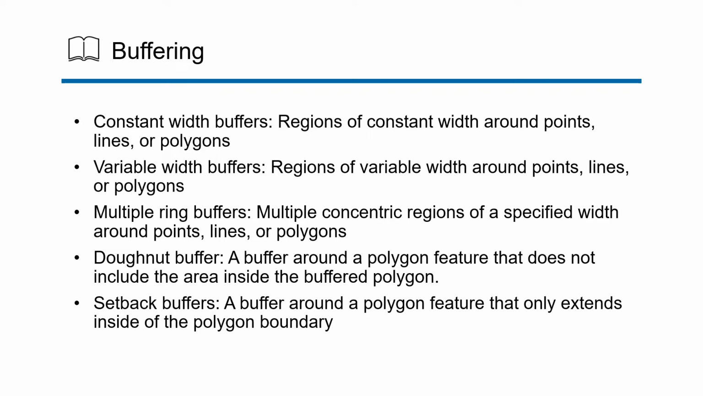You can also have multiple ring buffers. Think of a bullseye target, multiple concentric regions with a specified width around points, lines, or polygons. You have a donut buffer, which is a buffer around a polygon feature that does not include the area inside the buffered polygon. And then you can have setback buffers, which is a buffer around a polygon feature that only extends inside the polygon boundary. So it's kind of like an inverted buffer, if you will, or a buffer of a negative distance to a polygon. So instead of being so far out, it's so far in.